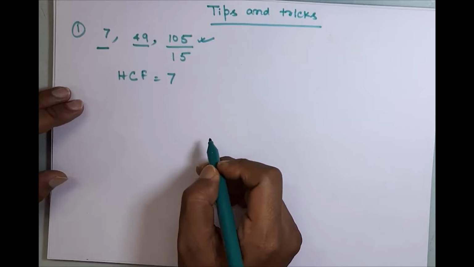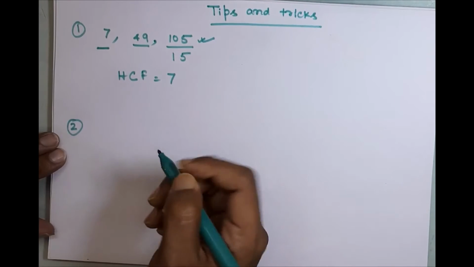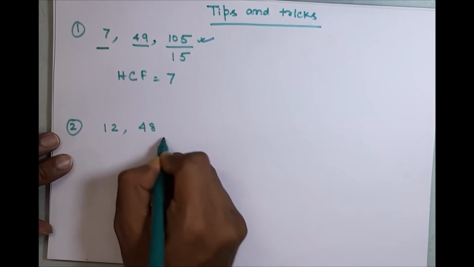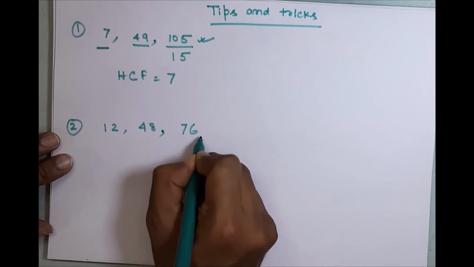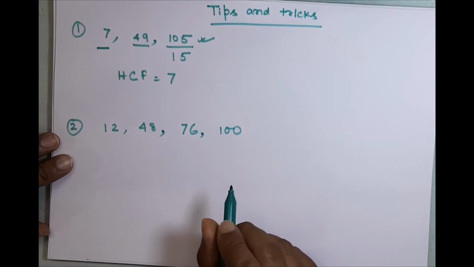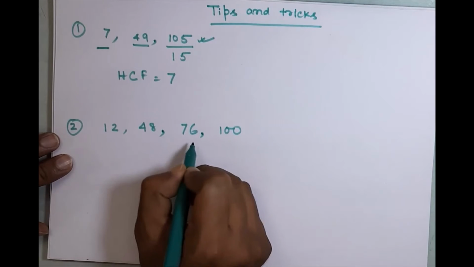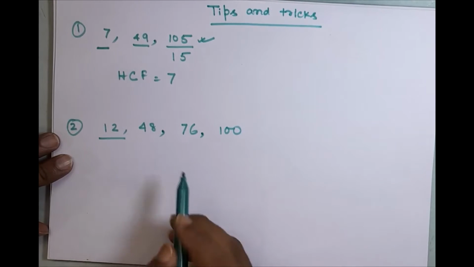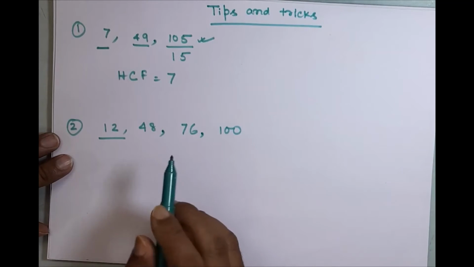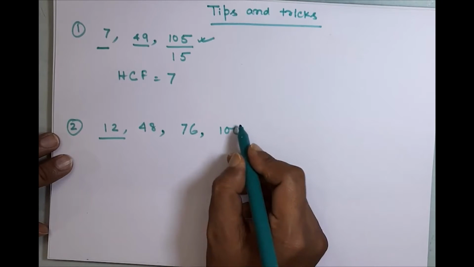Let us go through the second trick for identifying HCF. Again, we'll pick some random numbers. Let us take 12, 48, 76 and 100. Again we'll identify the smallest one, because we'll try to divide the rest of the numbers by it. Out of 12, 48, 76 and 100, 12 is the smallest. We'll see whether the rest are divisible by 12. No, they are not, because 48 is divisible whereas 76 is not, and 100 is also not divisible.